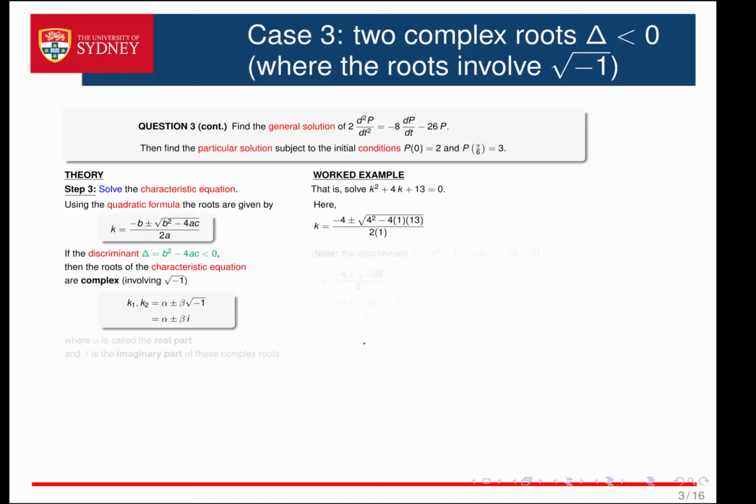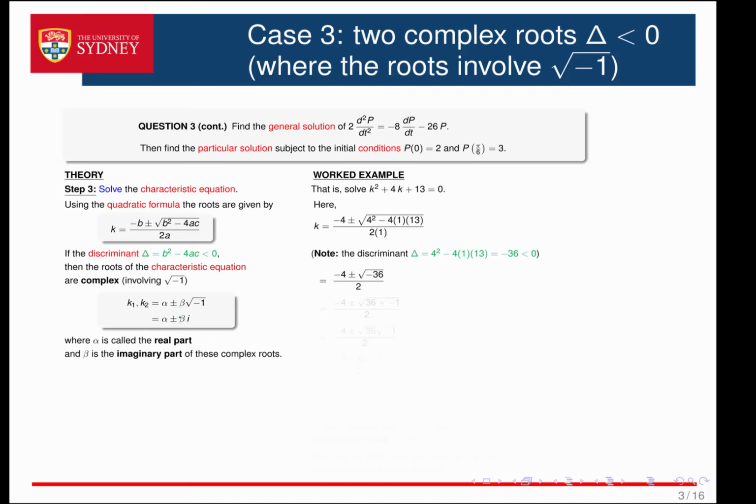Now, because the solutions include the square root of a negative number, we can no longer use just real numbers. To do this, we need to extend our working beyond real numbers and include complex numbers, which will be explained below. To proceed, we need to find k1 and k2 as some real number, alpha, plus or minus another real number, beta, times the square root of negative 1. The letter i is often used to denote the square root of negative 1. It is important to remember this because we will use it in the working below. We note that alpha is called the real part of the complex root, and beta, which is the coefficient of the square root of negative 1, or i, is called the imaginary part of the complex root. Using this notation then, beta will be a real number with no square root of minus 1 in it. In general, any number of the form a real number plus another real number times i is called a complex number.